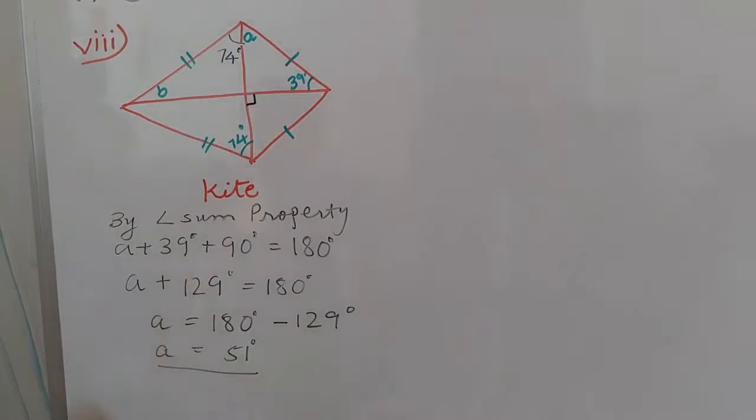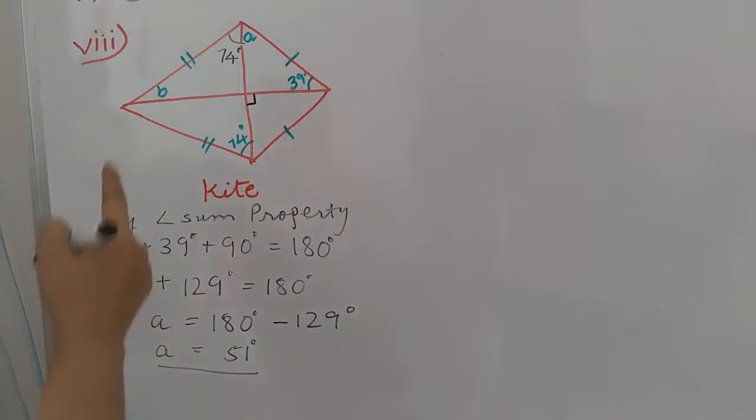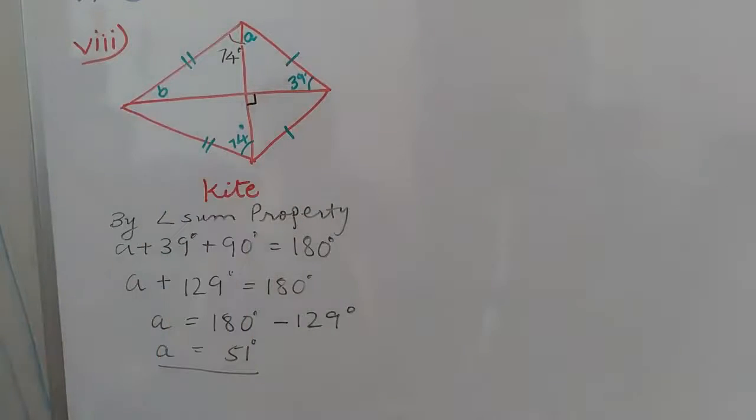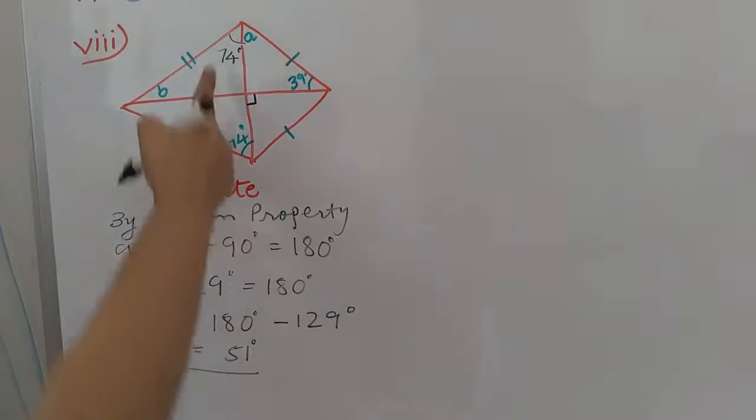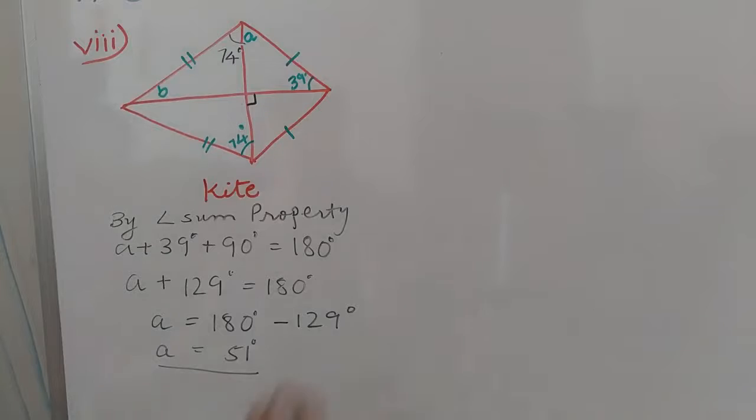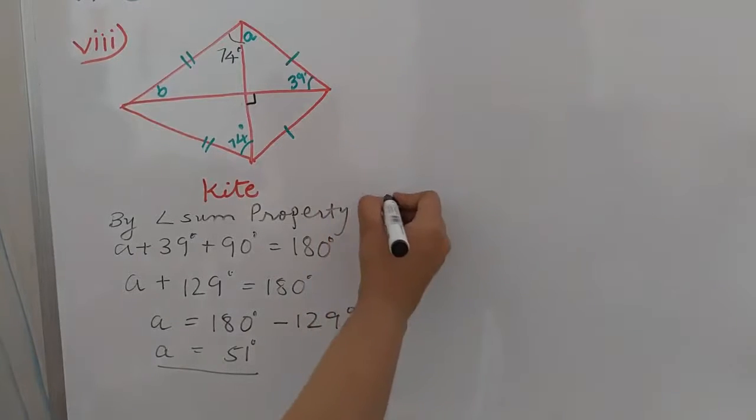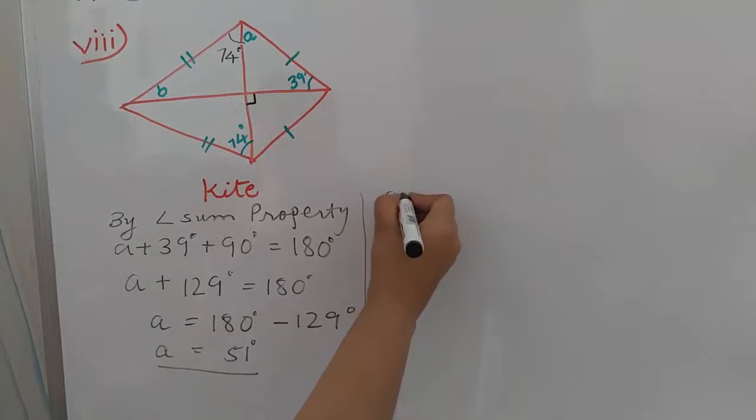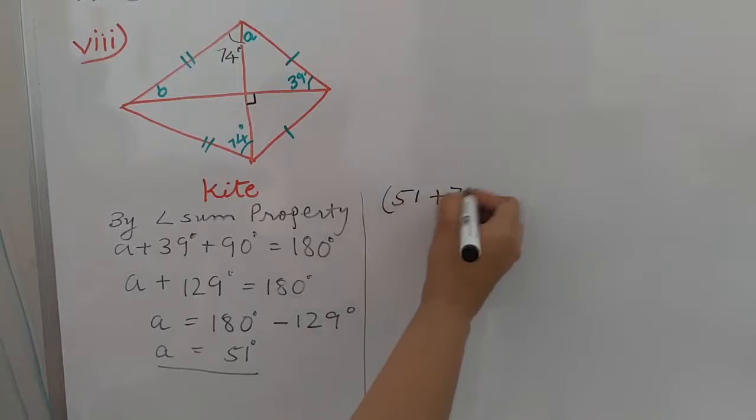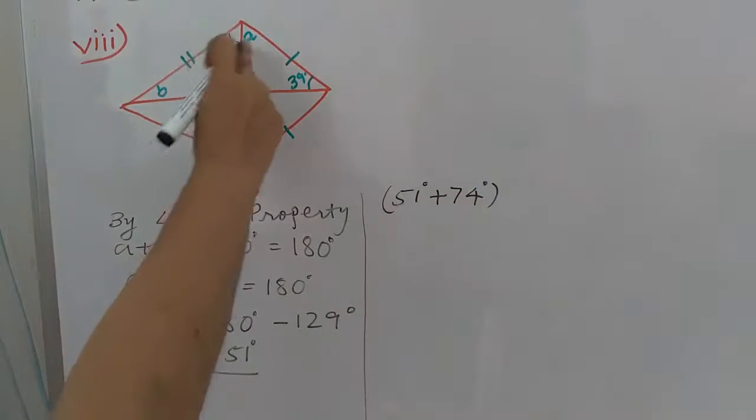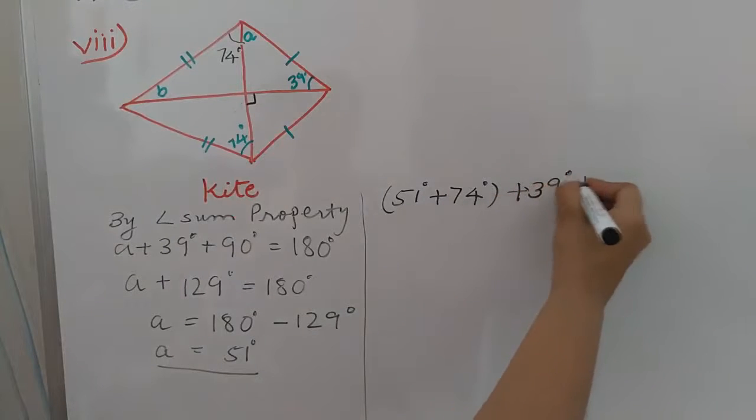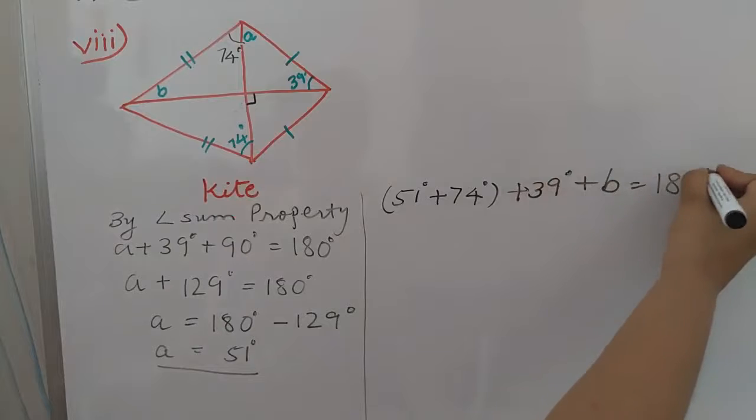And one more thing, this triangle, now you can see this triangle. A is known to us, 51, 74 is there, 39 is there. So we can find B value accordingly. So I write here that angle I write 51. So in the bracket I write 51 plus 74. That is the whole angle, 74 plus 51 plus 39 degree plus B is equal to 180 degree.